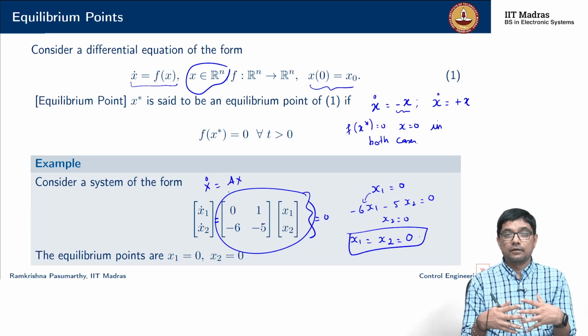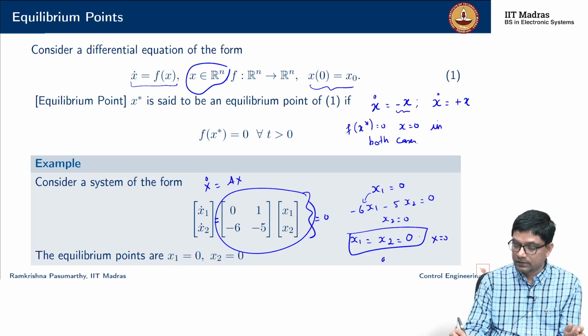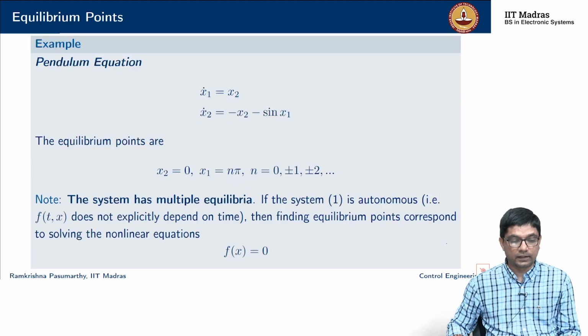So, can I say that whenever it is of the form x dot equal to 0, x equal to 0 is always the equilibrium, or is this the only equilibrium? We will do a little more analysis on that.